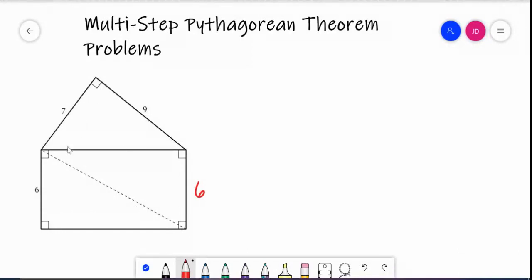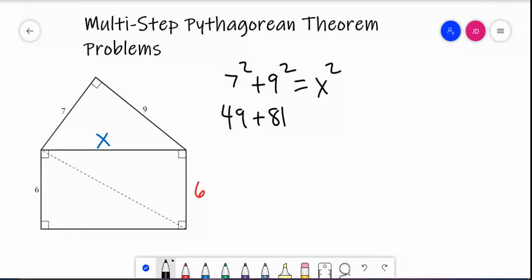So now I can actually find this side of the right triangle using Pythagorean theorem since they give me the legs, right? 7 squared and 9 squared. If I want to figure out this side, I'm going to call it x. So I'm going to use my Pythagorean theorem. 7 squared plus 9 squared equals x squared. I know 7 squared is 49. 9 squared is 81.